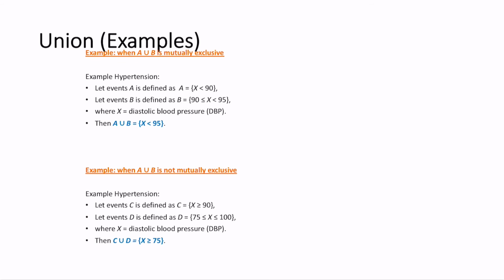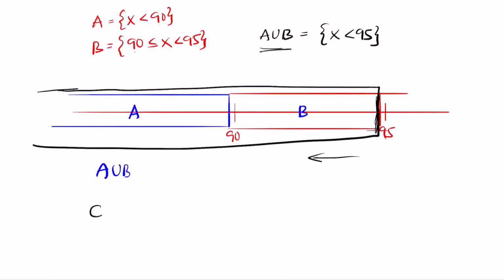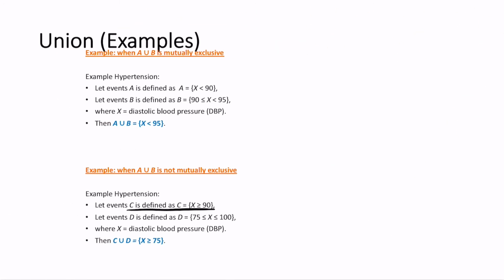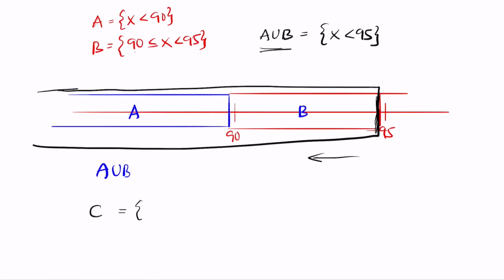So x less than 95 is A union B. So try the same example, let's say with the other two values. So you have C and D. C is the set of values where x is greater than or equal to 90, and D is 75 less than or equal to x less than or equal to 100.